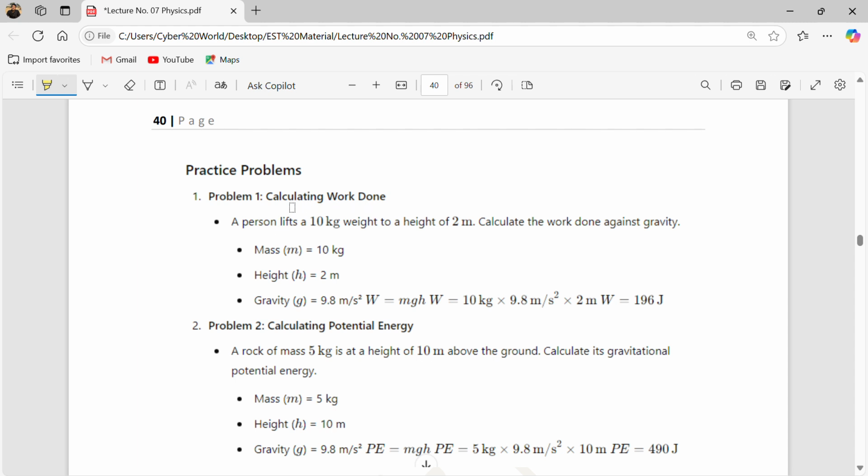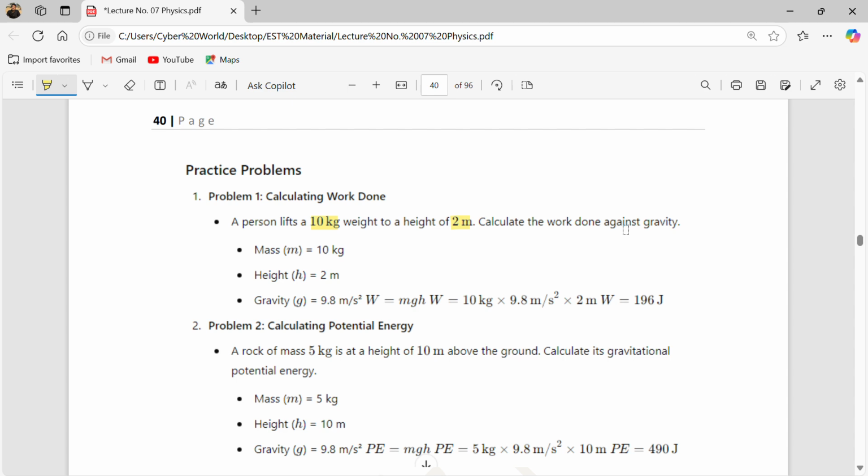If you want to find work done, again, a person lifts 10 kg of weight. Now the mass is given, which is 10, and the displacement is 2. Calculate the work done against gravity. Because this is against gravity, the work done is not only F dot d. As I mentioned before, work done is also equal to the change in kinetic energy as well as the potential energy. So in that scenario, your work done is equal to potential energy, which is mgh. So m is 10, g is 9.8, and h is the height, which is 2. After calculating, you will get your answer, which is 196 joules.